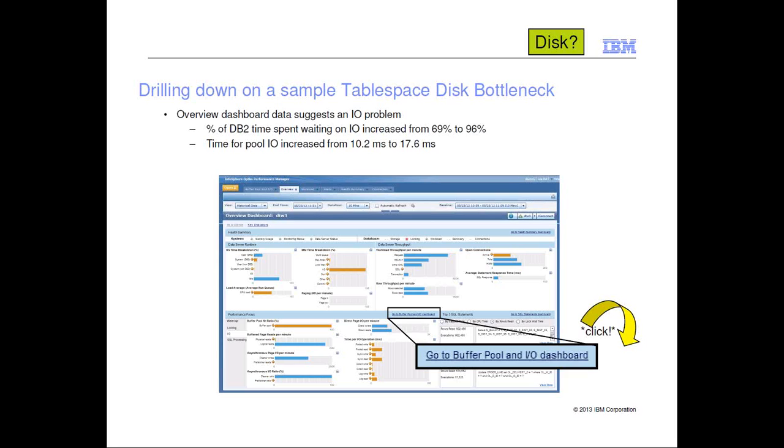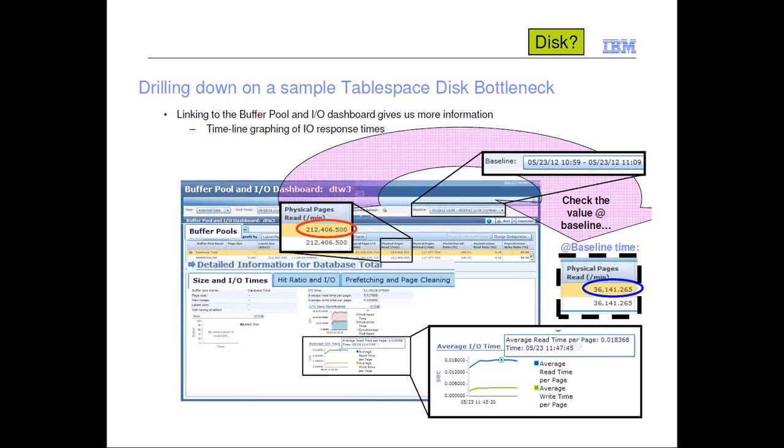And once we move from the overview dashboard to the buffer pool and I/O dashboard, we get further details on what was the exact activity that was going on in terms of actual physical reads on the database. At the baseline time, we see that there were 36,141 physical pages read per minute, whereas in the current time slice it shows 212,406 pages per minute being read. This necessarily doesn't mean that there is an issue, it could probably mean that there are more SQLs that were executed at this particular time.